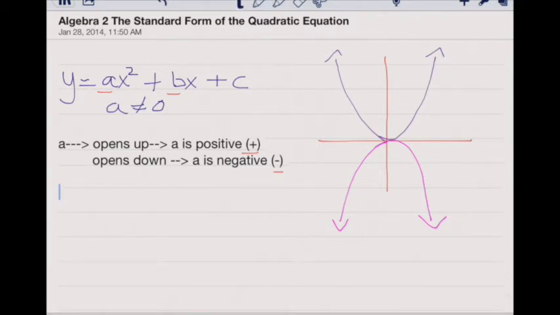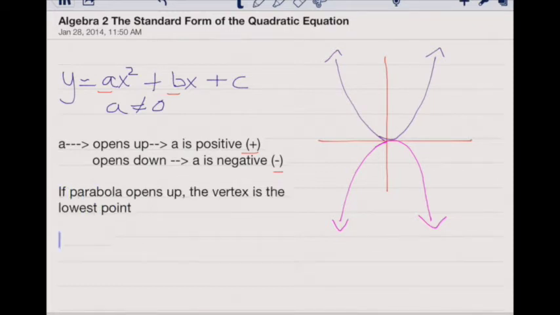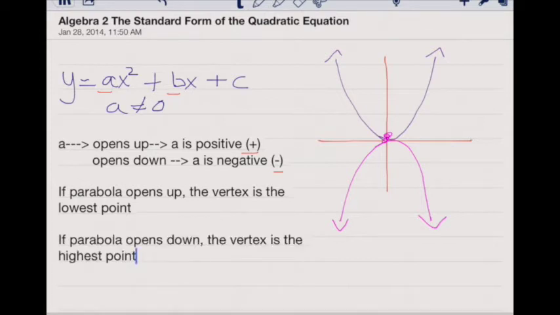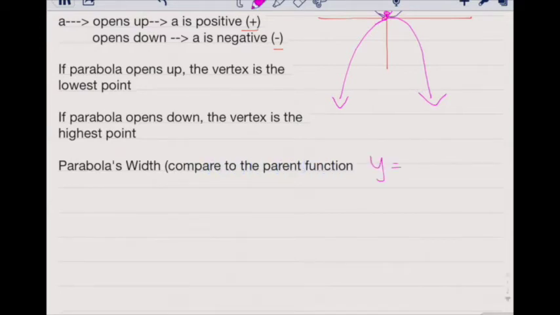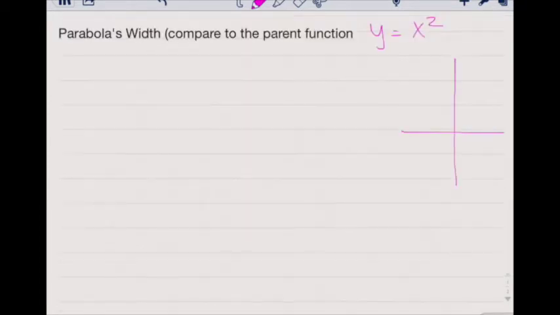So, a couple of other things to note. If the parabola opens up, the vertex is its lowest point, as we see down here. If the parabola opens down, the vertex actually becomes the highest point now. The other thing we can get is information about the parabola's width. For this, we need to compare it to something. So we're going to compare to the parent function, so we got our graph, and let's say this is y equals x squared.